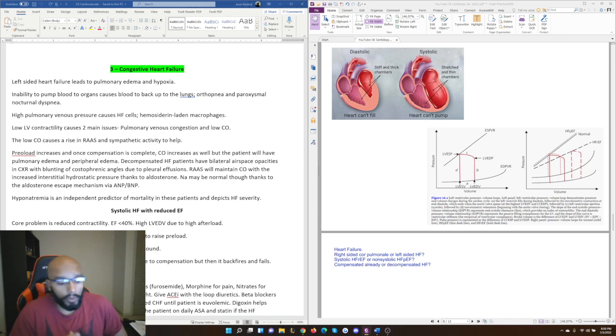Heavily discussed in Step 1 is the RAAS, where anytime there's hypoperfusion, not enough blood coming to the kidney, it triggers a release of multiple things, and you have the entire system of renin, angiotensin, and aldosterone coming into action to try and help. There's also going to be more sympathetic activity. If you have low cardiac output, the sympathetic nervous system is going to do what it can to really fix things as best as possible.